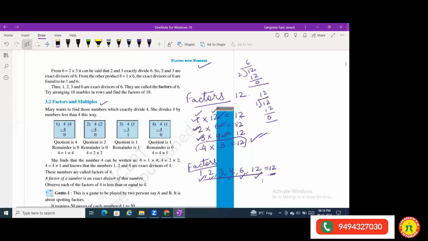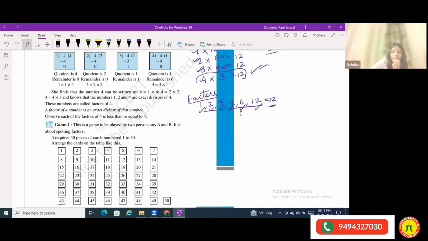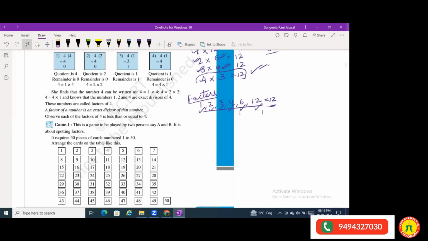And in case the number leaves some remainder, then what? Then it is not a factor. It is not a factor. Until the number is completely divisible by a number, we cannot call it a factor.